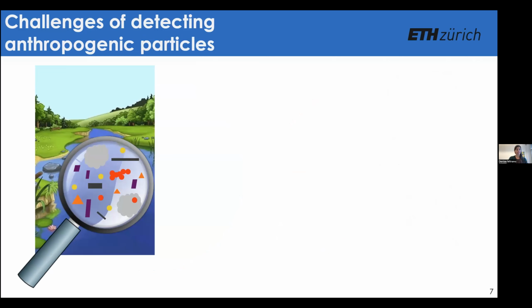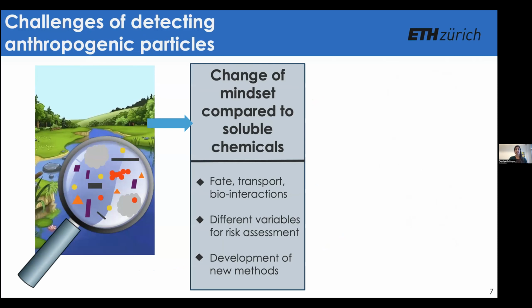So especially when we consider the differences between analyzing soluble chemicals and particles, we really have to have a change of mindset because we have to look at a lot of particle-specific parameters. That's because particles compared to soluble chemicals can have different fate, transport, and biological interactions. There's different variables for the risk assessment because of this, and therefore we need to develop new methods that are specifically targeted at particle analysis.